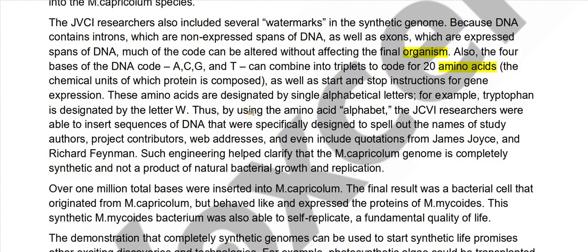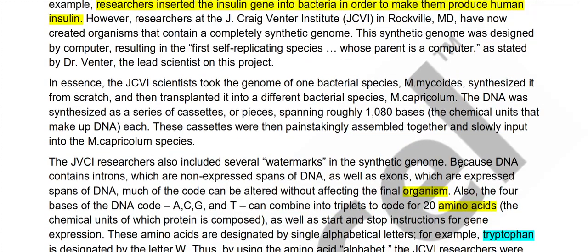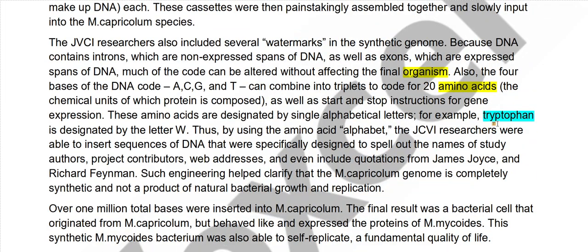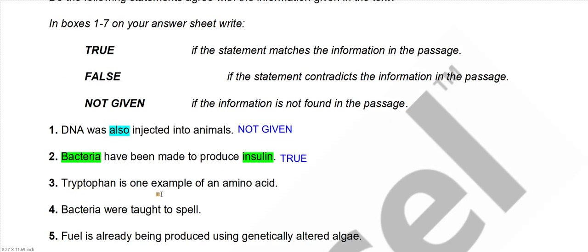These amino acids are designated by a single alphabetical letter. For example, here is our keyword. Let me mark it like this. For example, tryptophan is designated by this. So these amino acids are designated by a single alphabetical letter, and for example, this particular amino acid is an example, and it is designated by the letter W. So yes, this particular thing is an example of an amino acid. So we'll say true.